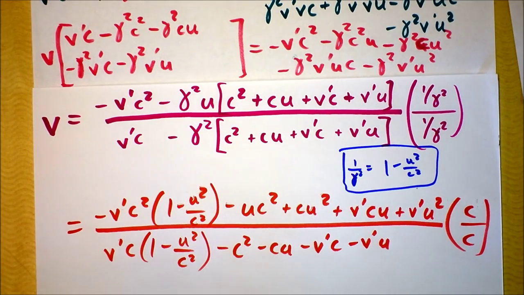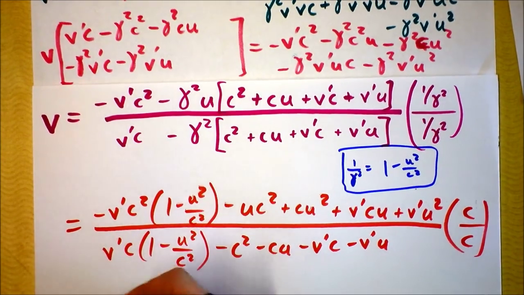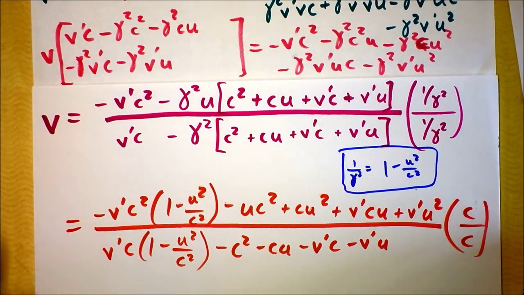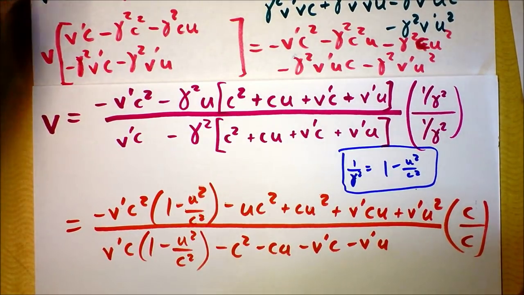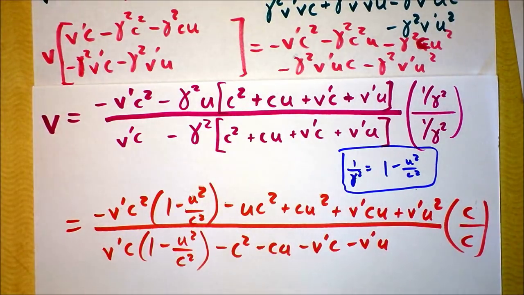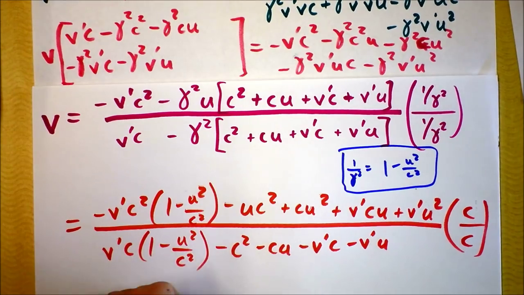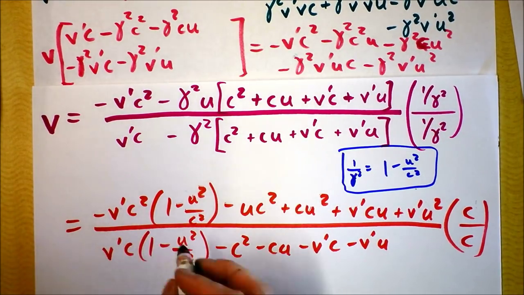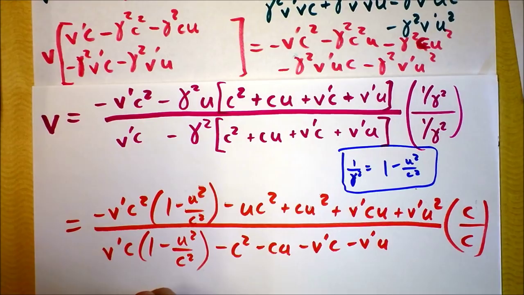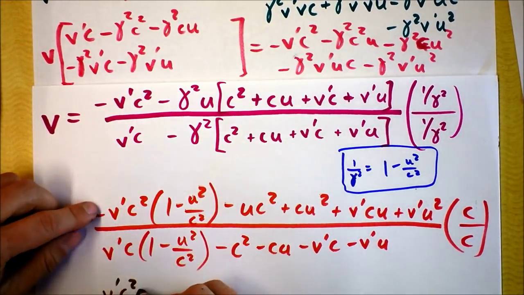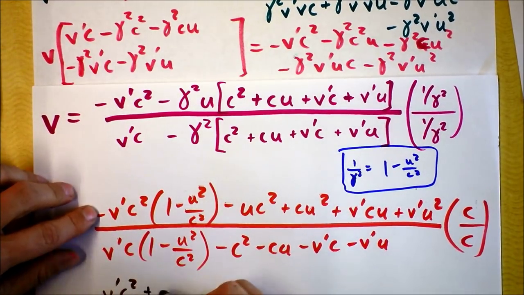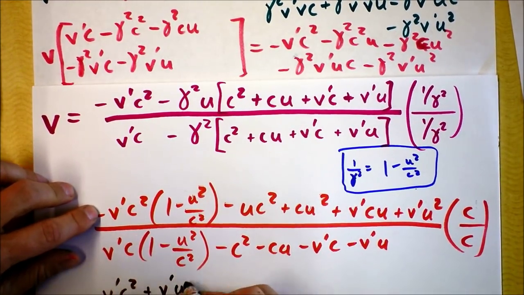What's a color we haven't used in a while? How about brown? Now, when I multiply everything by C, some really cool stuff happens. I'm going to multiply everything by C right here, and you see there's a C squared right here, that's really neat. So I get minus V prime times C squared, and then this is the C squared canceling that C squared down there. So this is plus V prime times U squared.